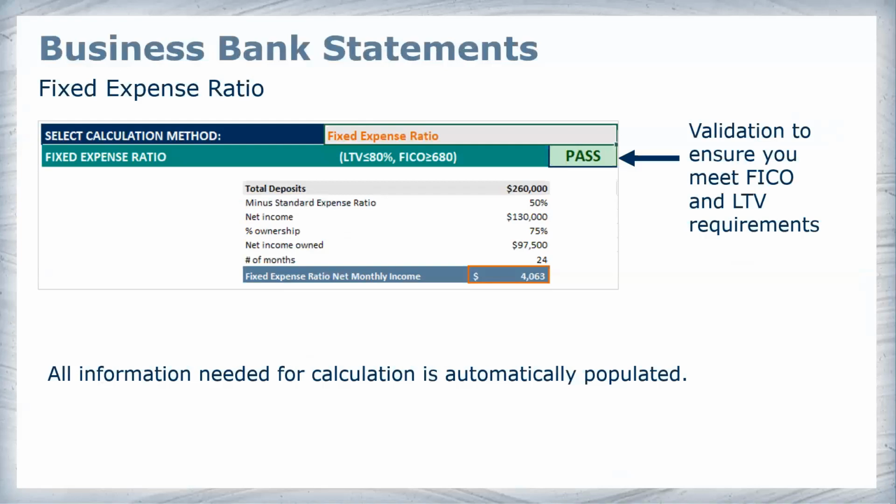Now the final step is to take the net income owned and divide it by the number of months of bank statements. For this example, it is 24 months. This will give you your net monthly income. All information is needed for this calculation to be automatically populated.